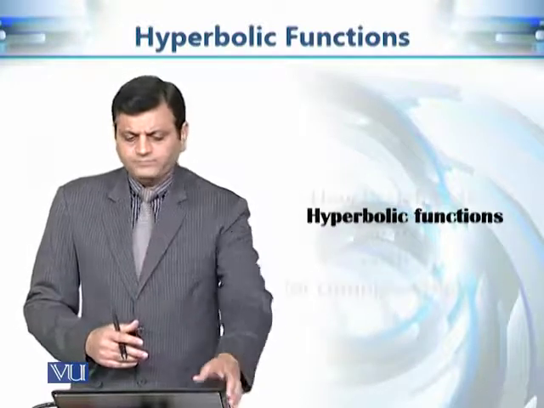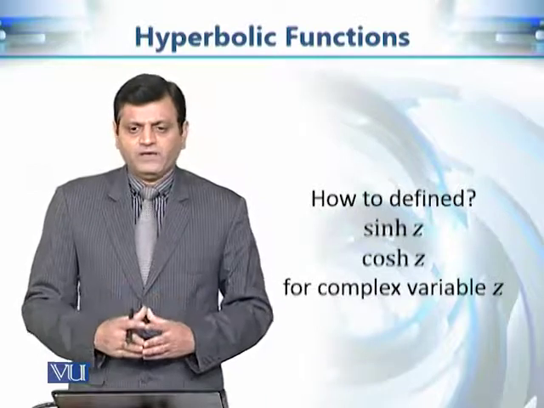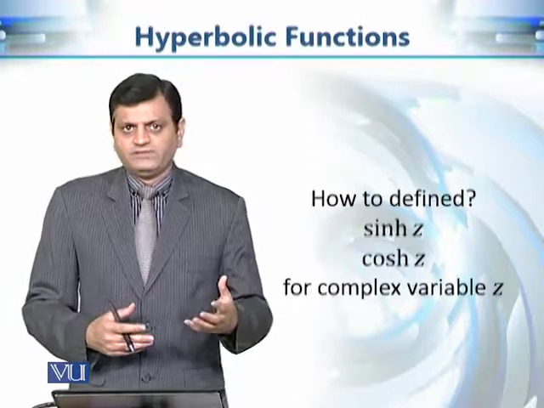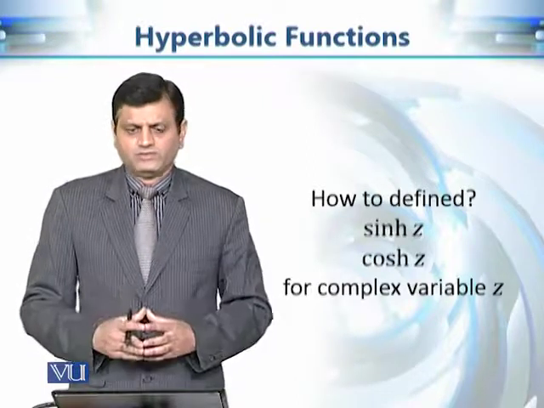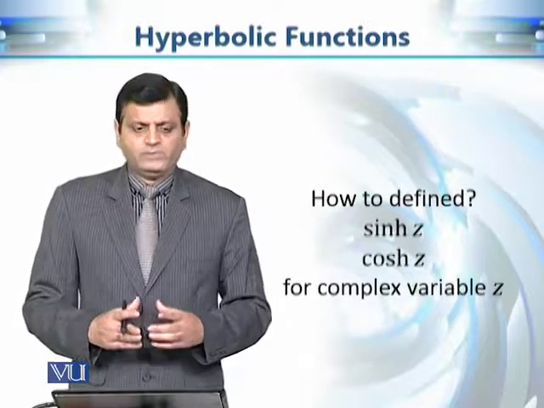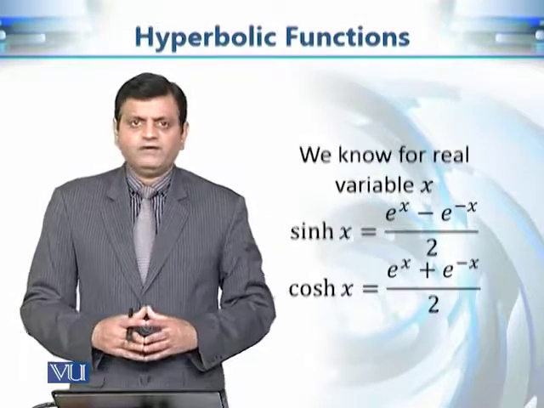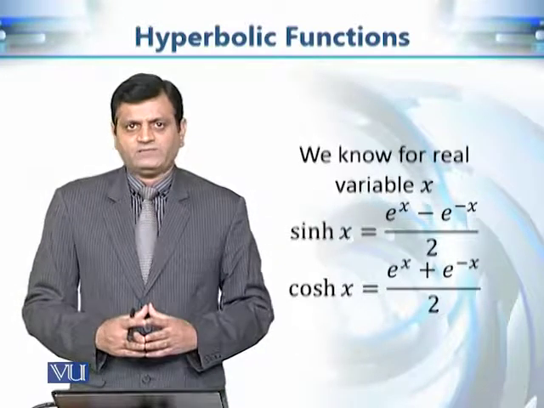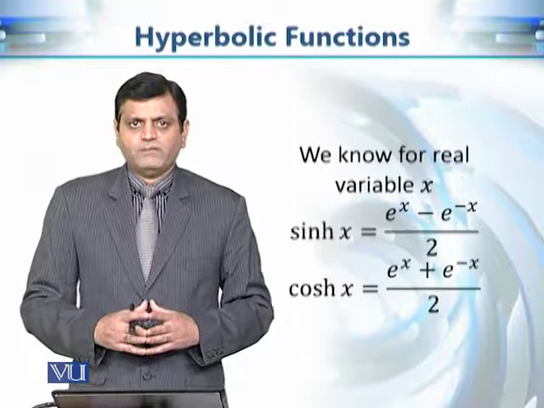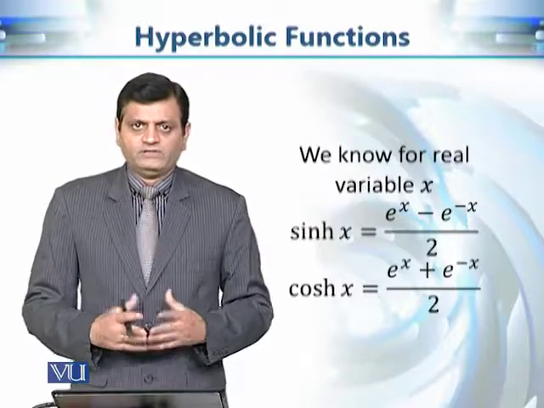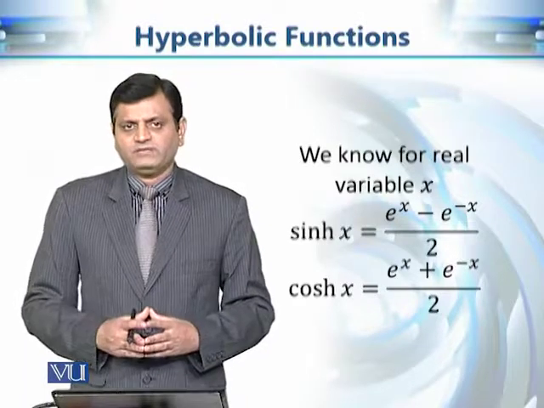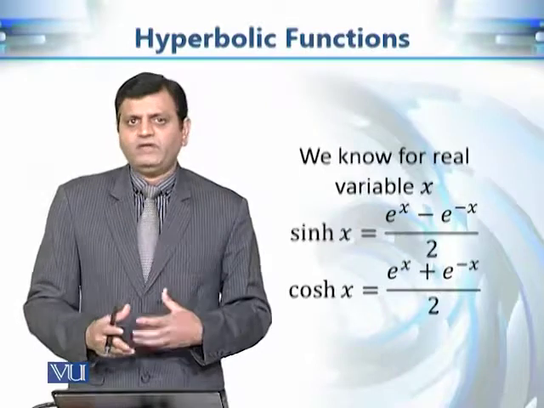Now the task is how to define them. Overall, the strategy is the same: take the definitions from real analysis and generalize them to complex numbers. So we will be looking at how we define these hyperbolic functions in real analysis. As you can see on the screen, sinh x is equal to e^x minus e^(-x) over 2. Similarly, cosh x is defined as e^x plus e^(-x) divided by 2. That's how we define them in real analysis.